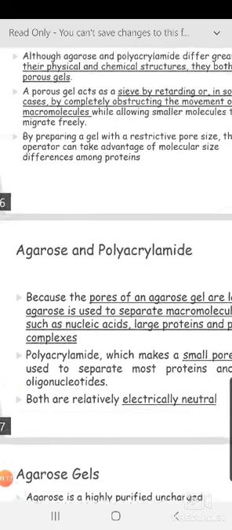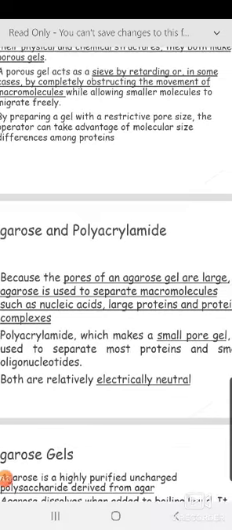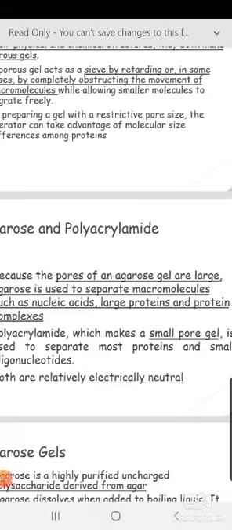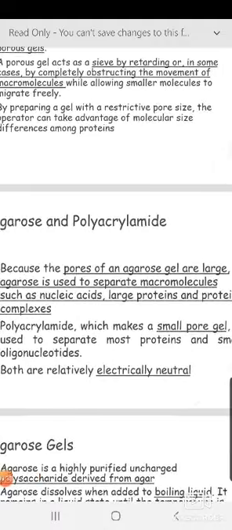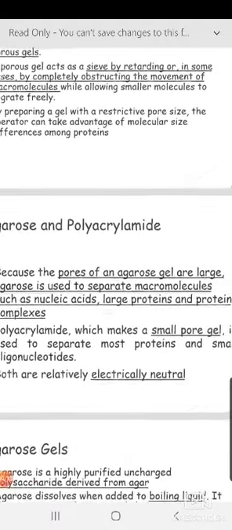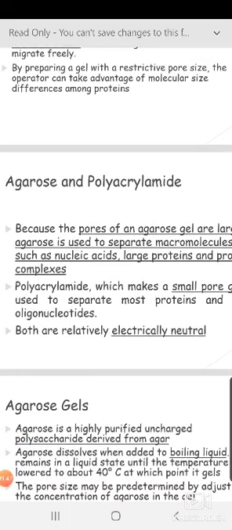Because the pores of an agarose gel are large, agarose is used to separate macromolecules such as nucleic acid, large proteins and protein complexes. Polyacrylamide, which makes a small pore gel, is used to separate most proteins and small oligonucleotides. That means if a protein is very small, it's not good enough to separate by agarose gel. Generally we use agarose gel for nucleic acid and polyacrylamide gel for protein separation. Remember, both are relatively electrically neutral and they generally don't interact with proteins or nucleic acid.